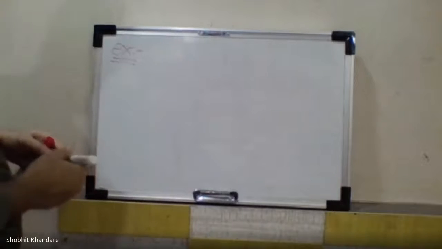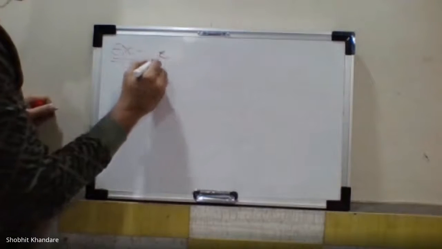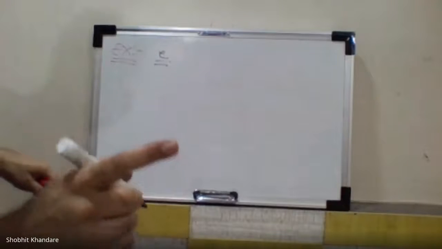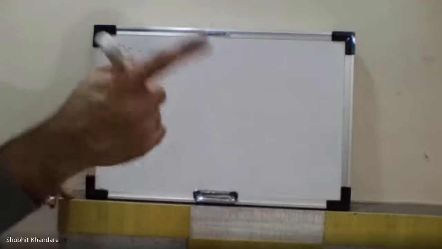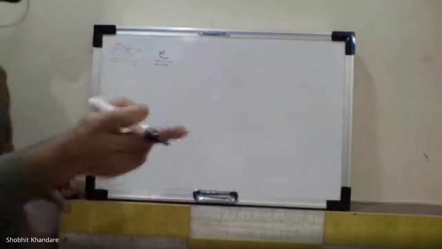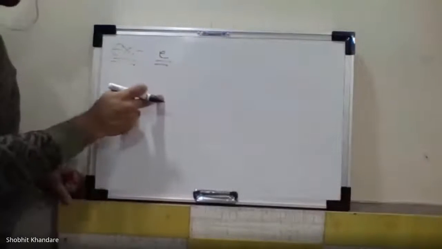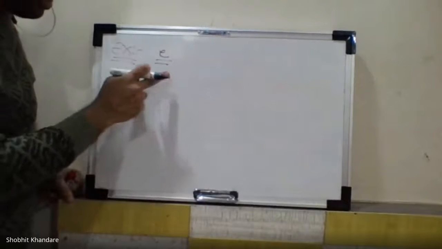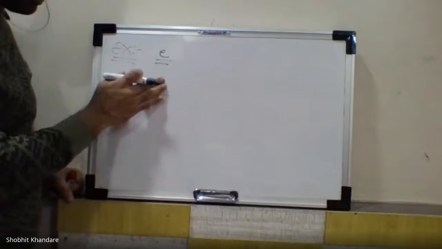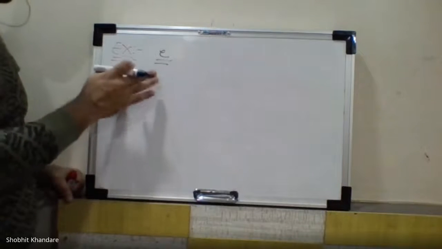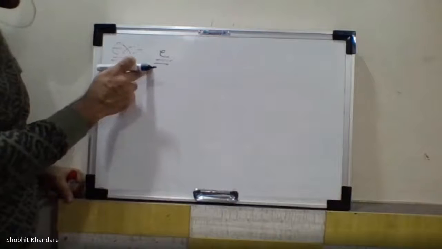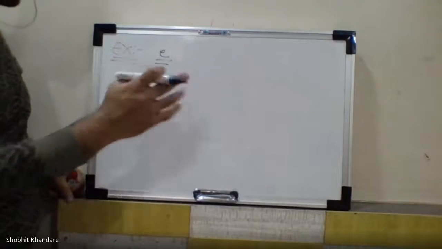Now to get the public key, we have to assume the value of E. Please pay attention, this is important: how to get the value of E and the value of D. Most of the students create problems here, so please try to understand how to get the value of E and D. The public key is E, and this is a random selection.